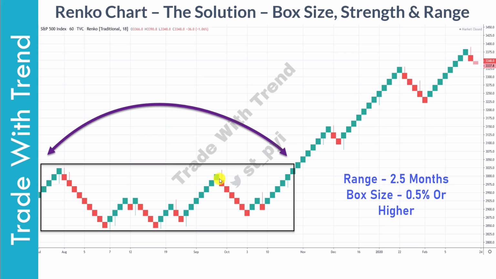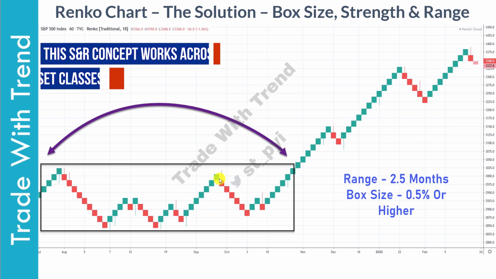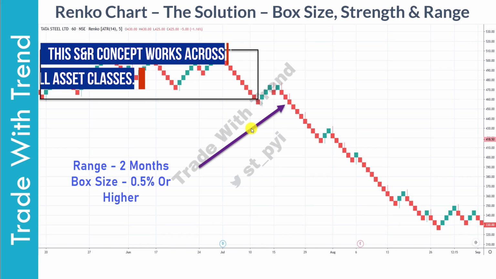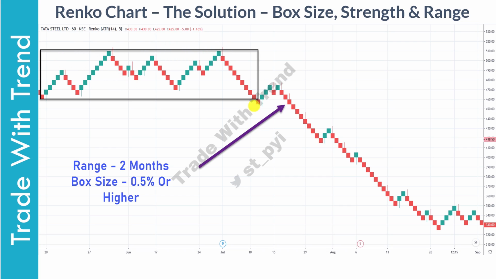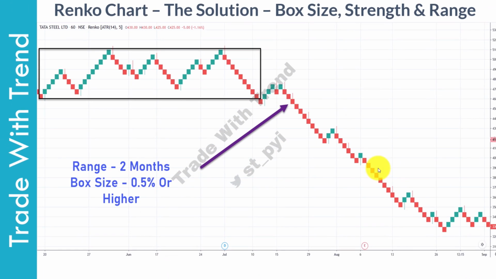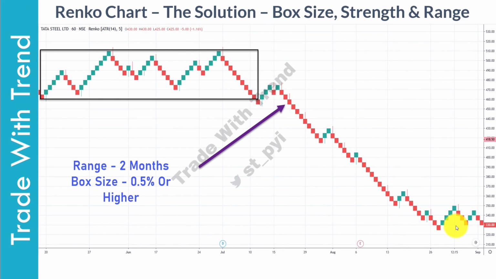Now, the reason I have picked out examples of the last 3 to 4 months is because I just want to show you that this does really work. And it is not that this is just an advantage of hindsight analysis. So if you take a look at something like Tata Steel, this was a previous year between the month of May and July. Again, range forming over 2 months, 0.5% or higher box size. You saw a clear breakdown happening and price moving lower.